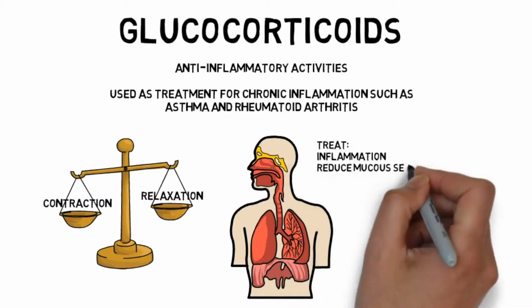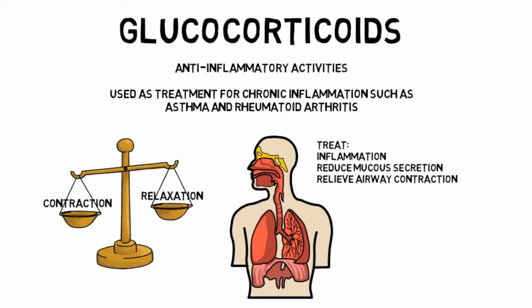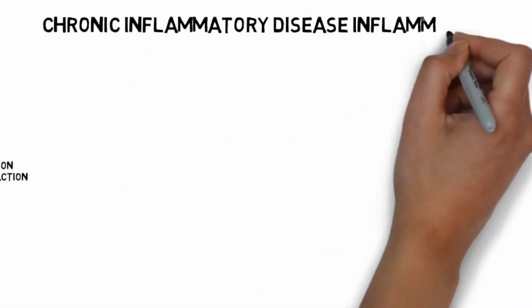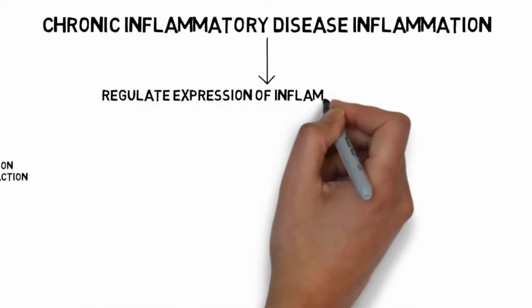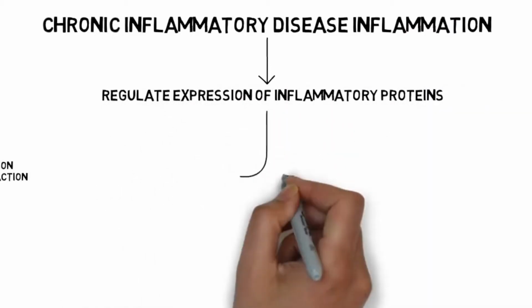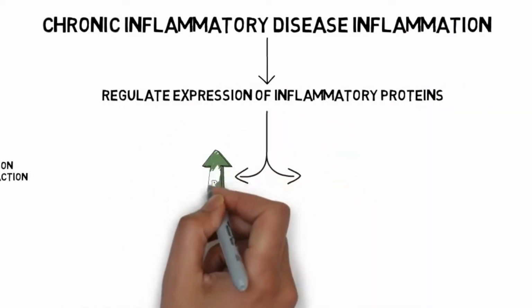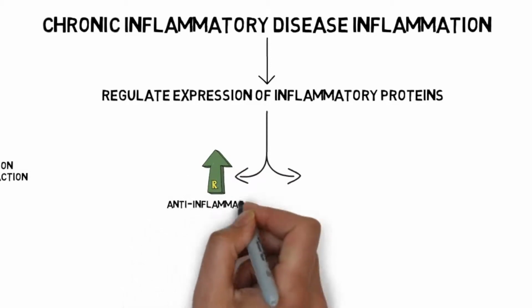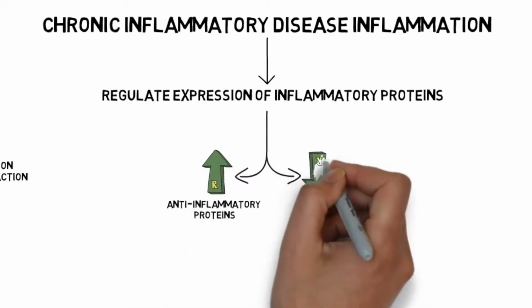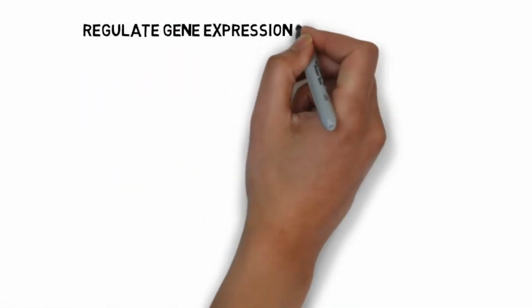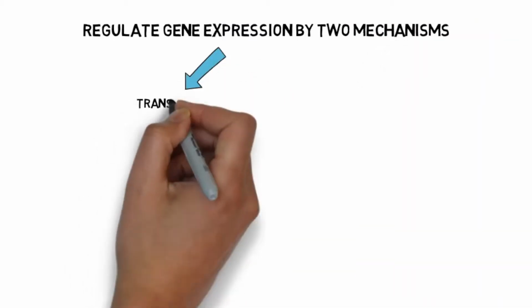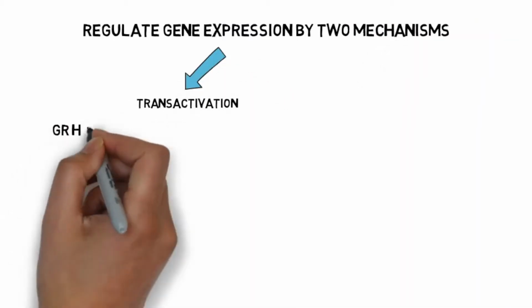So within chronic inflammatory diseases, inflammation is a result of increased expression of inflammatory proteins caused by the activation of pro-inflammatory transcription factors, NF-kappa B and AP1. Therefore, the use of glucocorticoids regulates their effects by either increasing expression of anti-inflammatory proteins or downregulating pro-inflammatory proteins. Glucocorticoids regulate their anti-inflammatory effects via modulation of gene expression of inflammatory proteins by activating the receptors within the cytoplasm of inflammatory cells.